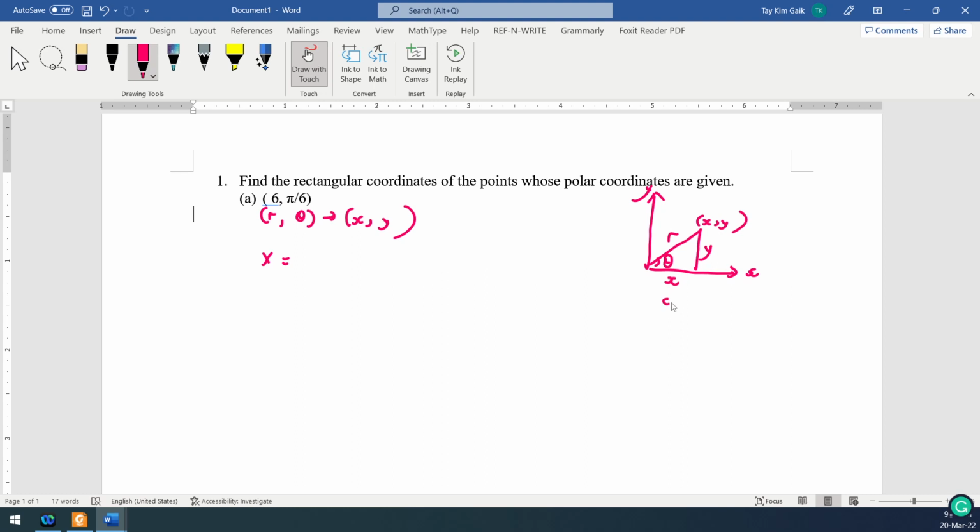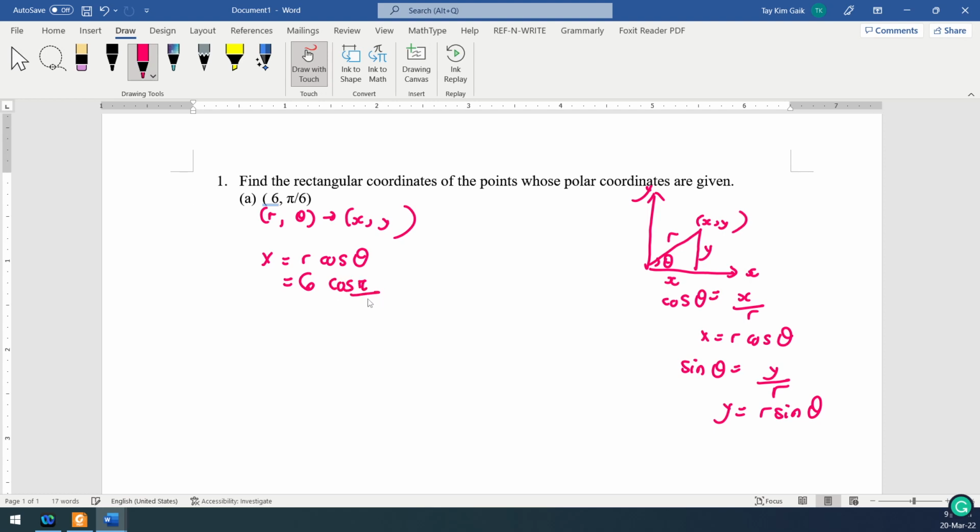And then, cos theta is x divided by r, so x is r cos theta. Sin theta is y over r, so y is r sin theta. That's why x is r cos theta. Now put r as 6, and then cos pi over 6.